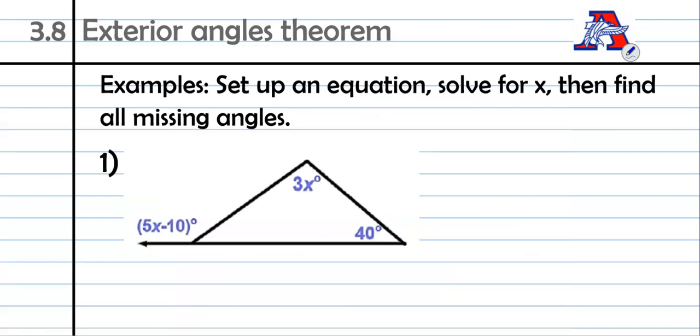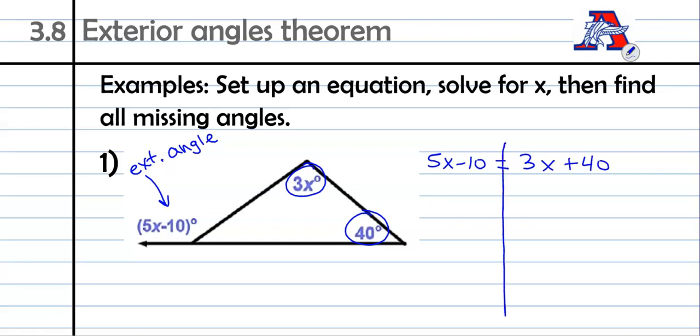So let's look at a couple examples here. What we're going to do is what we did in the last lesson, which is to set up an equation, solve for x, and then find all of those missing angles. Okay, so this right here is our exterior angle. It's that guy that's on the outside of the triangle. So our equation is going to look like this. That outside angle, that 5x minus 10, is going to be equal to the sum of the two on the opposite side. So the 3x plus 40. So 5x minus 10 equals 3x plus 40.